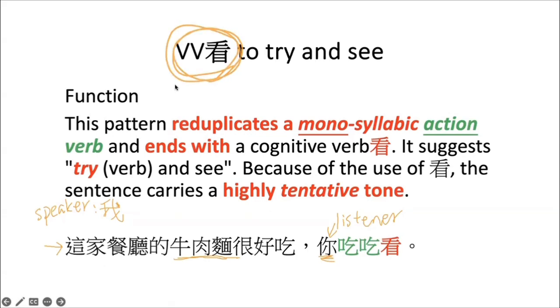So this pattern, verb 看, is usually used in the type of context where the speaker knows the listener hasn't done the action before, and the speaker wants the listener to have the first trial and get some feeling from the experience.